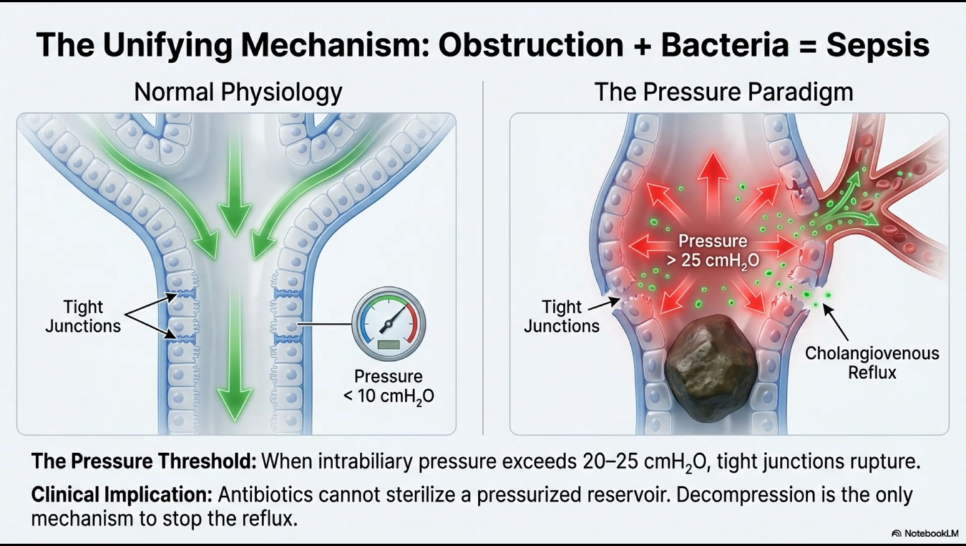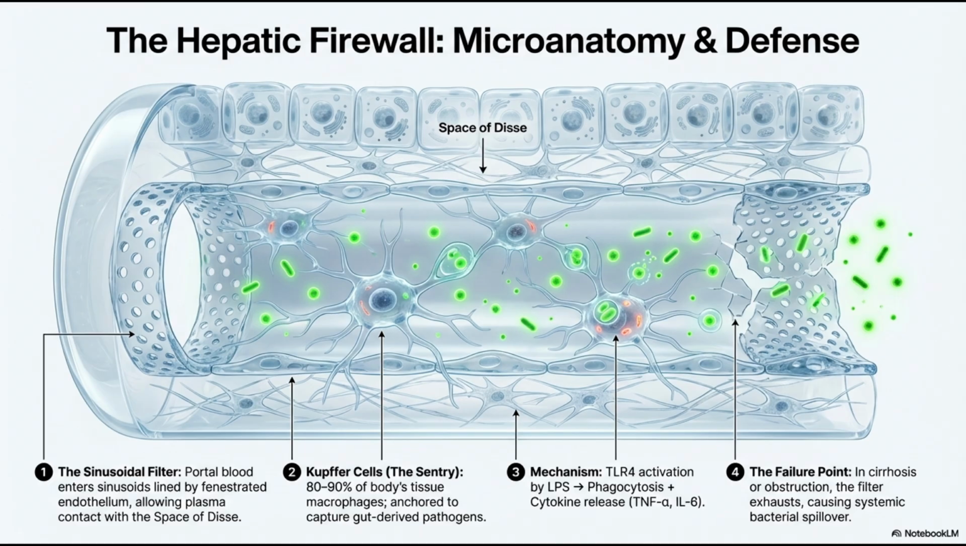It physically breaks. This is the phenomenon known as cholangiovenous reflex. Explain that for us. What does that mean in practice? Once those tight junctions snap, bacteria and endotoxins aren't just sitting in the bile duct anymore. They are bypassing the Kupffer cells, which are the immune filter, and they are being injected directly into the systemic circulation via the hepatic veins. It is a terrifying image. It's basically an auto-transfusion of sewage. That is exactly what it is.